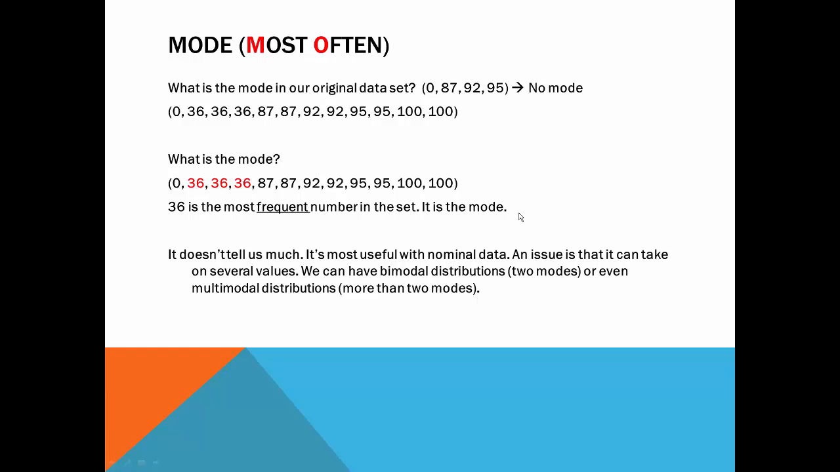It doesn't tell us much, and is most useful with nominal data. An issue is that it can take on several values. We can have bimodal distributions where there are 2 modes, or even multimodal distributions where there are more than 2 modes. At some point, though, it doesn't become useful at all because there are so many numbers that occur at the same rate, right?